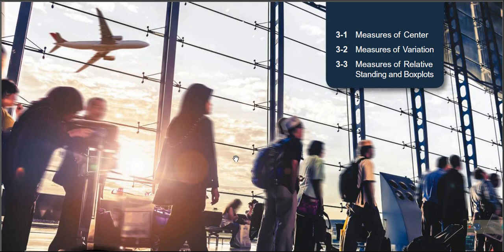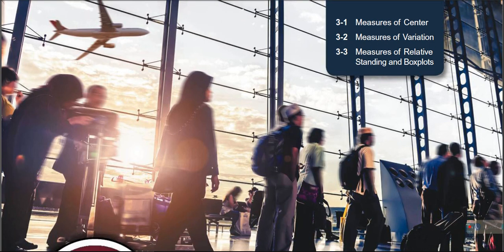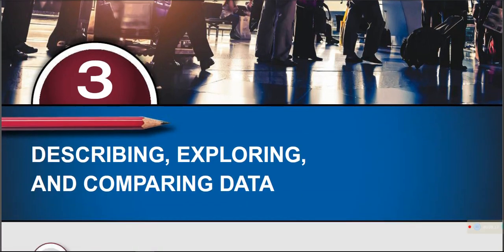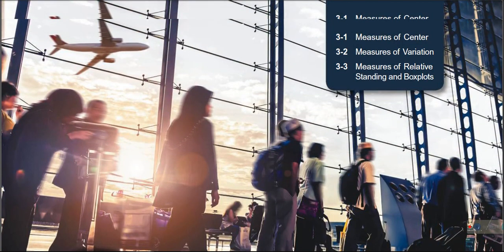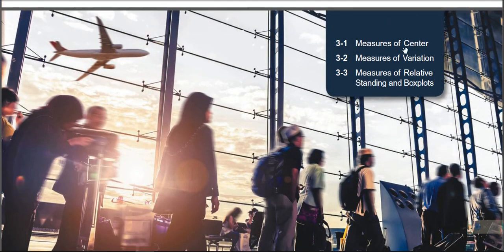This is Miss Rena, and we are already in the third chapter of our elementary statistics textbook. So, this is chapter 3. Our focus is on describing, exploring, and comparing data. There are three topics under this chapter. First is measures of center. Second, we have measures of variation. And finally, measures of relative standing and box plots.